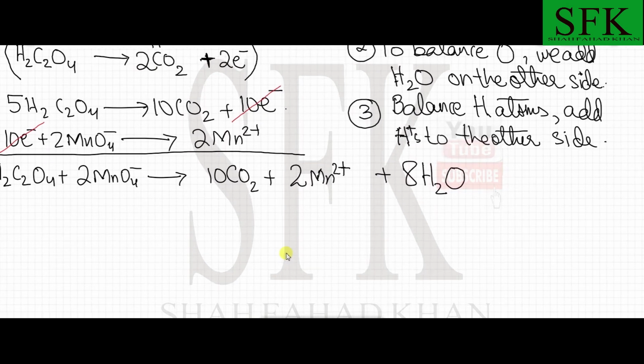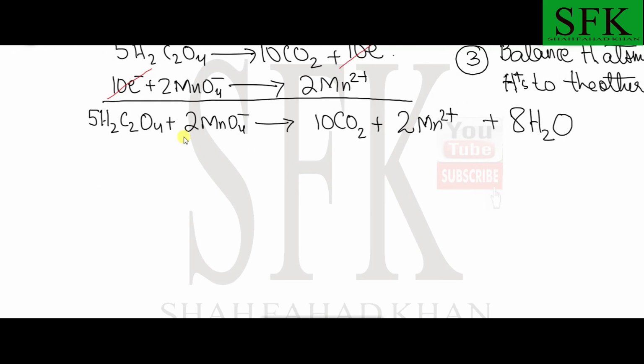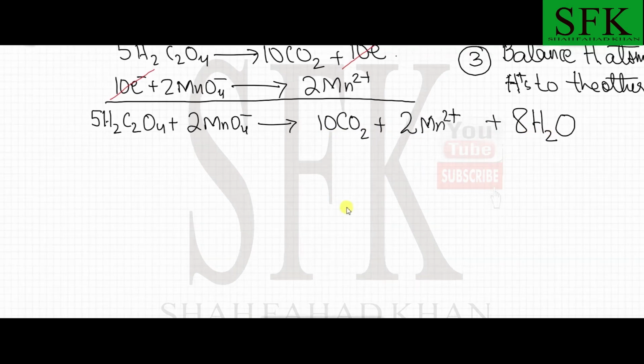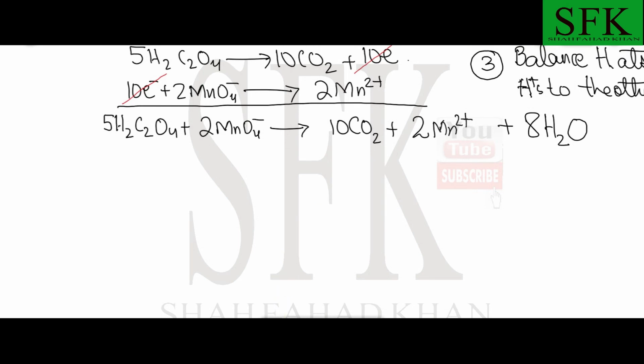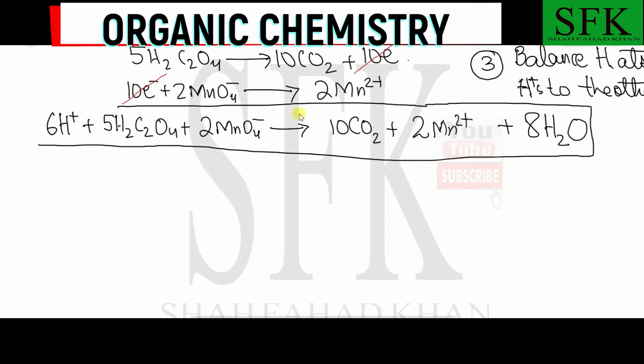And then the last step is balancing the hydrogen atoms. We add the H positive ions on the other side. Now let's count the hydrogen atoms. There are 5 twos are 10 hydrogen atoms on this side, and there are 8 twos are 16 hydrogen atoms on this side. So 6 hydrogen atoms are greater on this side. So in order to balance it, we add 6 H positive on this side of the equation, and this is our overall redox equation prepared for the above reaction.